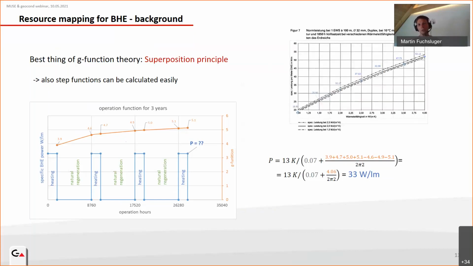We checked also how this fits to the standards. This is an example of the standard norm in Switzerland, and for example the heat dependence of the heat conductivity of a single borehole heat exchanger. It fits very well.